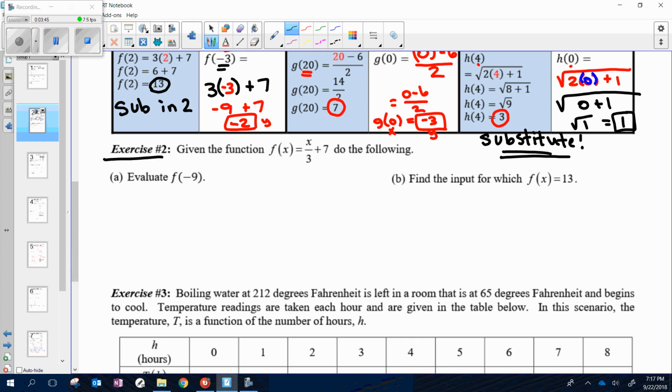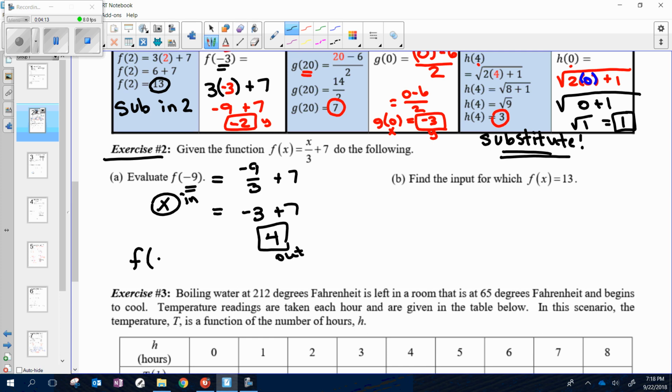Exercise 2. Given the function f of x equals a number divided by 3 plus 7, do the following. F of -9. So we're substituting in -9. -9 divided by 3 plus 7. Our number was -9. We do the math. That's -3 plus 7, and I get out a 4. So this went in, -9, and that came out. So f of -9 is equal to 4.